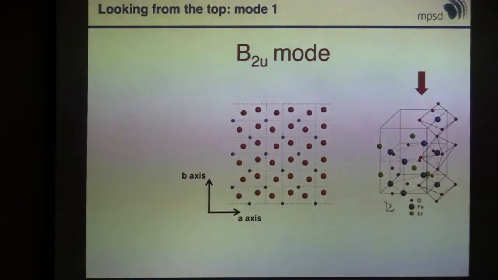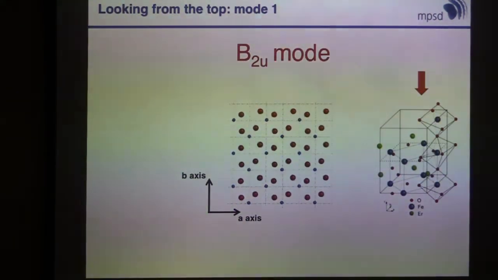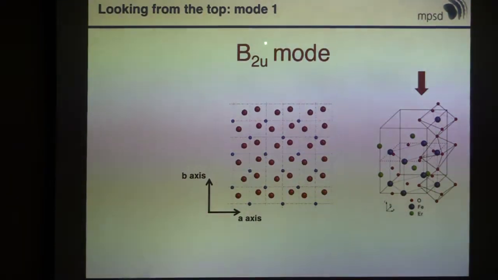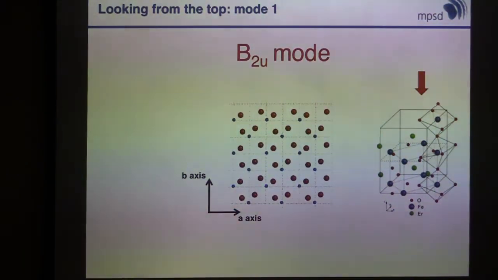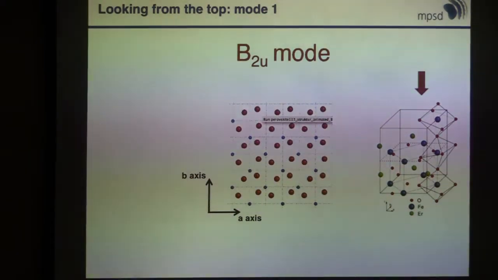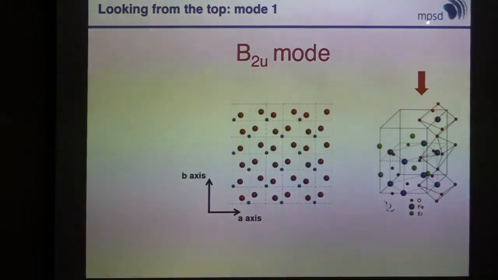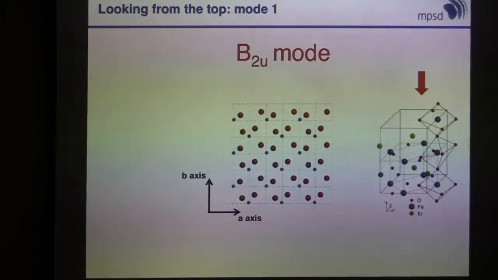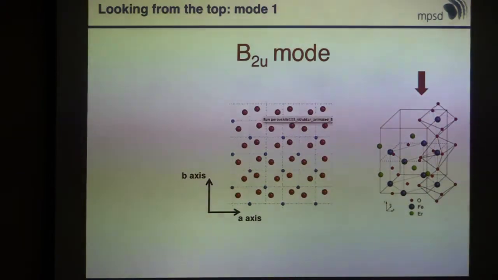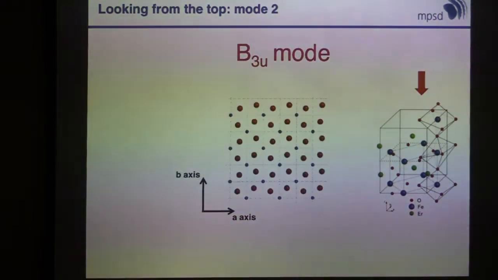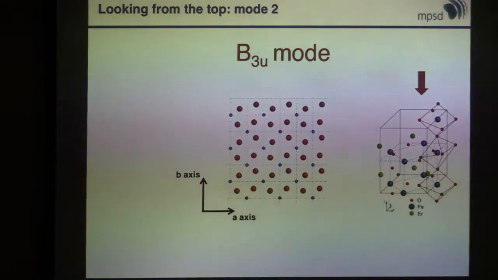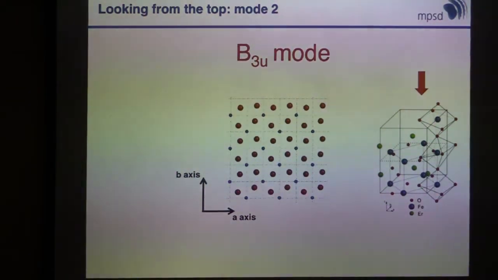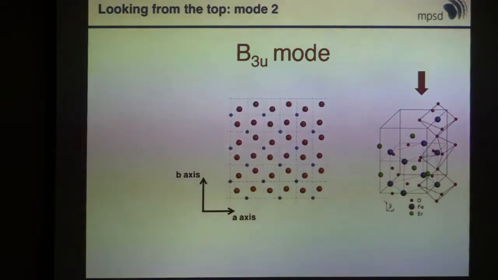If you look at this material from the top, let's think about modes. There are these modes which we call B1, B2, B3. These are almost degenerate modes along the different axes. If I look from the top and excite with light polarized along this plane, I have one particular eigenmode of the system. And then I can flip the light and there will be the B3U mode, which happens to be almost like the B2U mode, but because of details has a slightly different frequency and slightly different eigenvectors, and I can also excite that along a different axis.